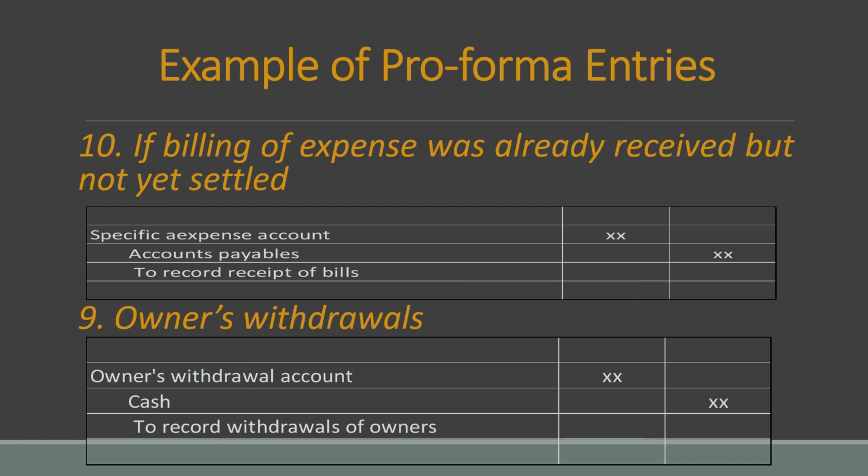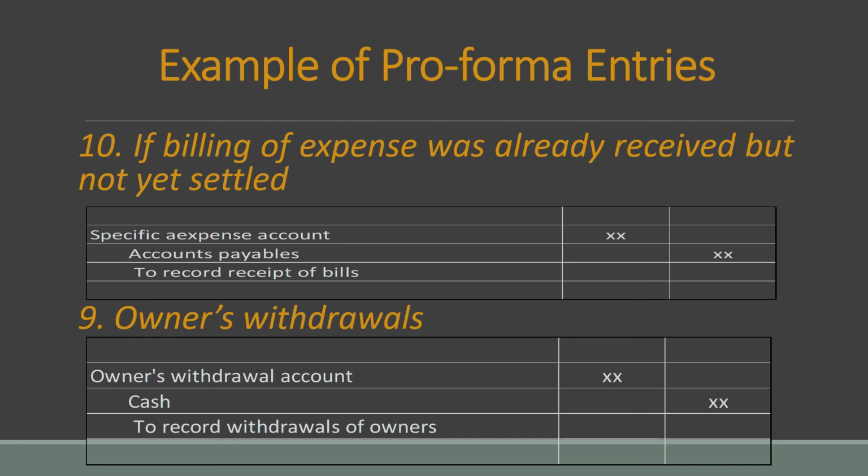Okay? Paano naman kapag nagkaroon ng owner's withdrawal? Ito yung magiging proforma entry nyo. For example, yung owner is si Francisco. So, ang ilalagay nyo dyan is Francisco, withdrawal, and then yung debit amount. Kung cash yung winidraw ni Francisco, cash yung i-credit natin, kasi nabawasan yung cash ng business kasi winidraw ni owner. And then, magkano yung cash? Yun yung magiging credit amount natin. And then, yung short description. Ano ba yung nangyaring transaction? To record withdrawals of owner.